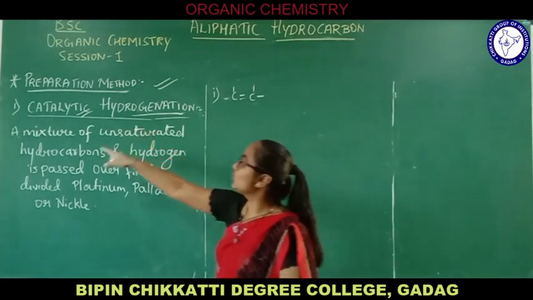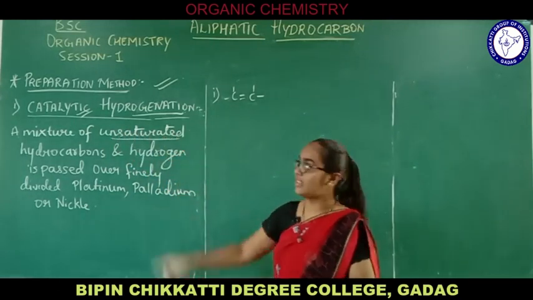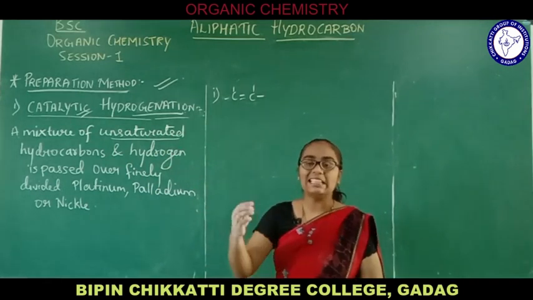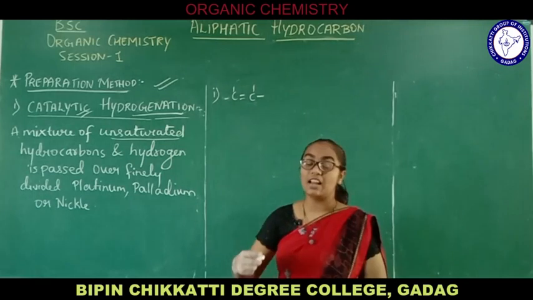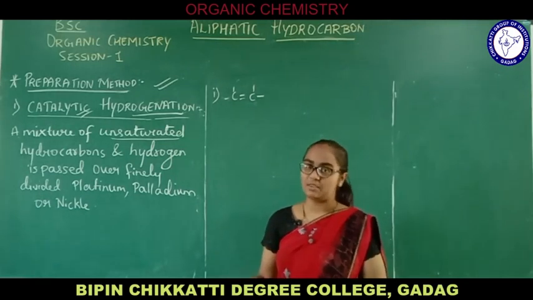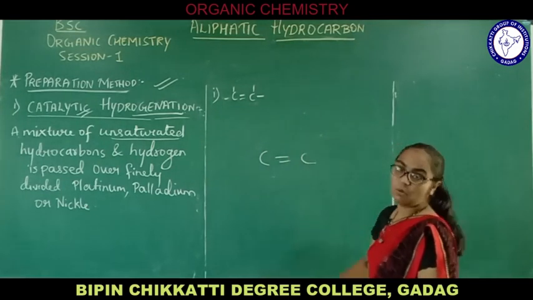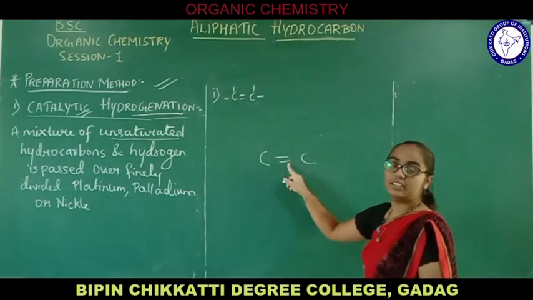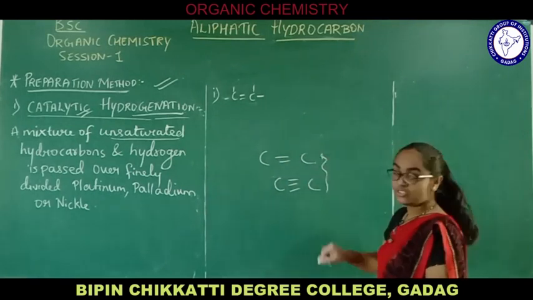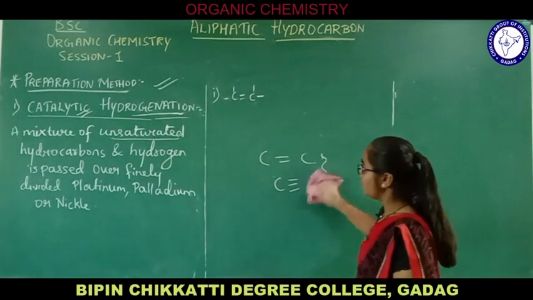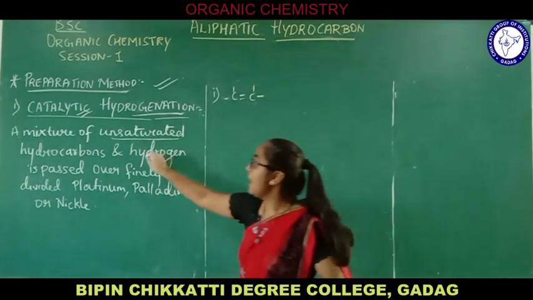Now here, a mixture of unsaturated, the word unsaturated came. Unsaturated hydrocarbon means what? Alkene and alkyne. Initially I said alkene and alkyne, those are unsaturated aliphatic hydrocarbons, meaning between carbon-carbon there will be a double bond. Right? In alkene there will be a double bond, in alkyne there will be a triple bond. So these are unsaturated hydrocarbons. So I am going to use here unsaturated hydrocarbon and hydrogen.